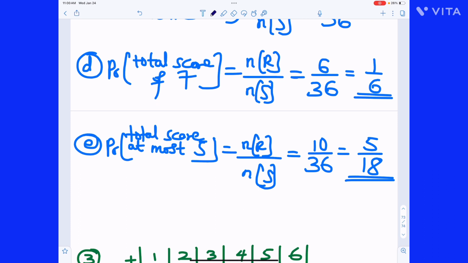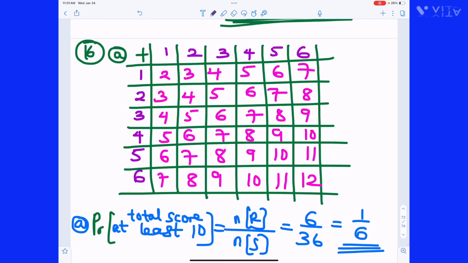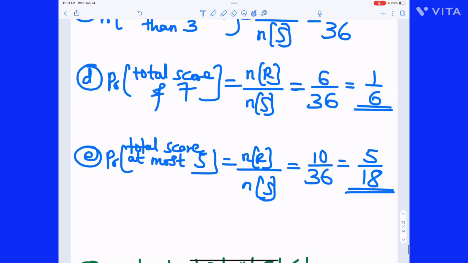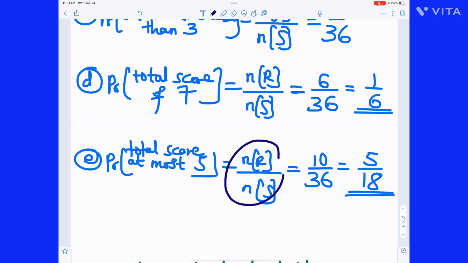E, find the probability of getting a total score that's at most 5. At most 5 means not more than 5. So we just mark them. That's 1, 2, 3, 4, 5, 6, 7, 8, 9, 10. Probability is number of required outcomes over total number of possible outcomes. 10 over 36 gives you 5 over 18.